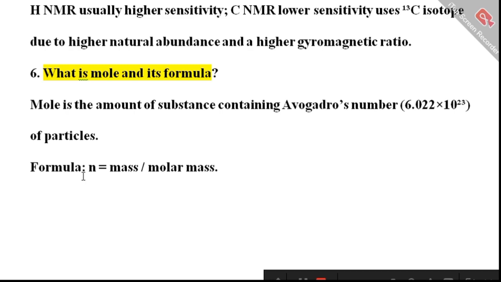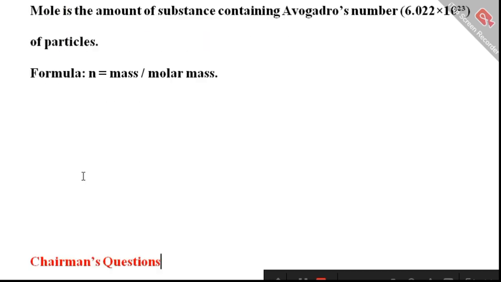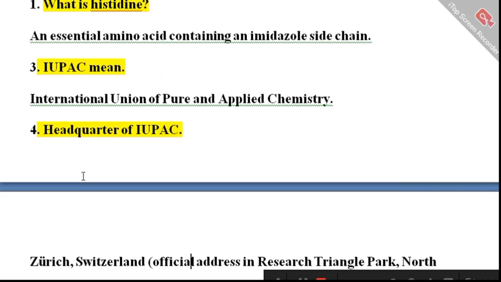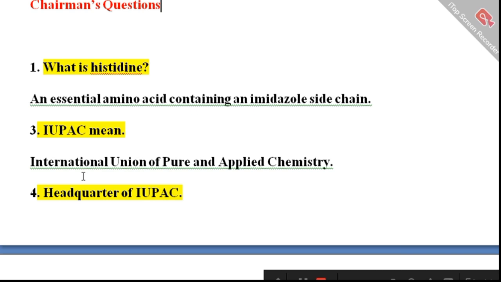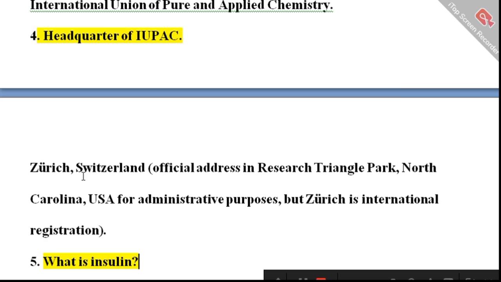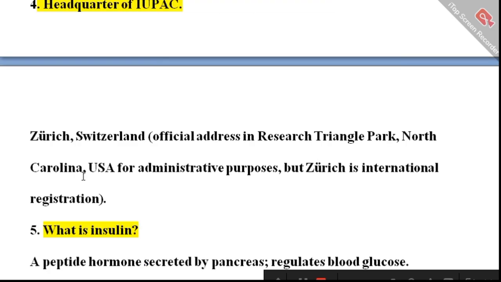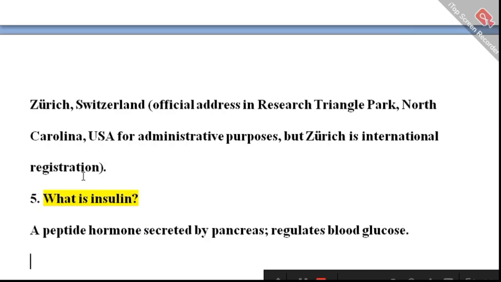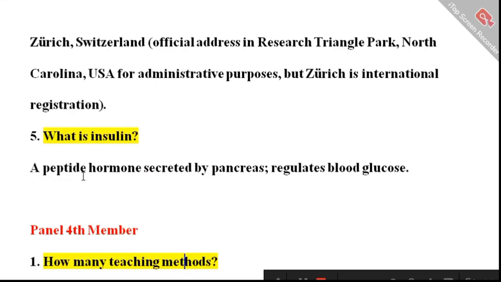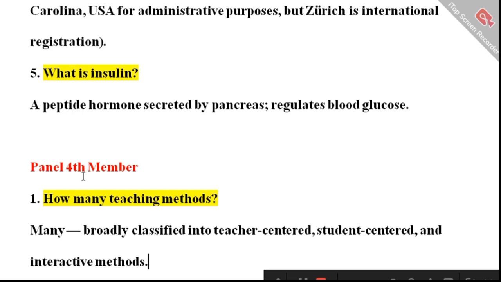What is a mole and its formula? The chairman's question was about an amino acid. IUPAC means International Union of Pure and Applied Chemistry. Where is the headquarters of IUPAC? Zurich, Switzerland, and originally it is in the USA. What is insulin? Insulin is a protein by nature, a peptide hormone secreted by the pancreas.